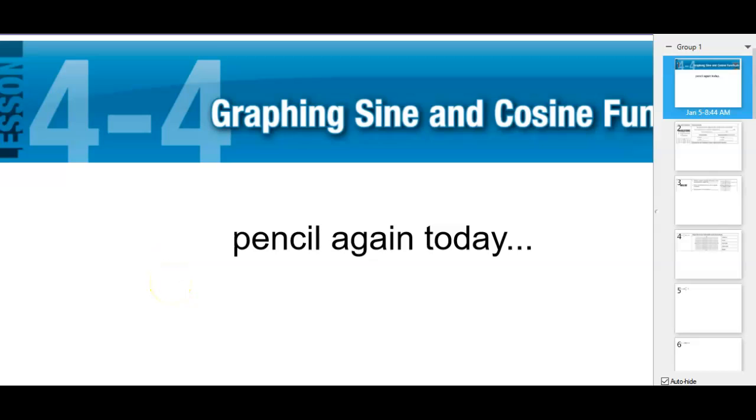All right, so we're on to graphing sine and cosine functions, but we're going to talk about shifting them up, down, and left, right today. The up, down is not bad at all. The left, right is very tricky.